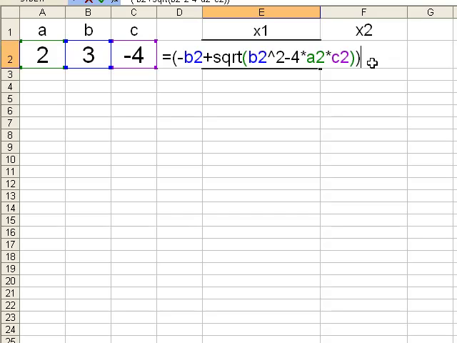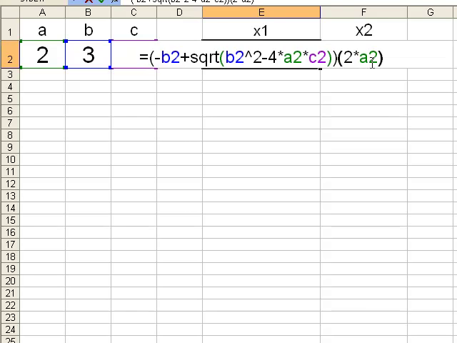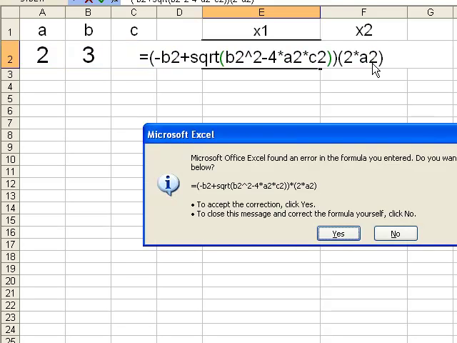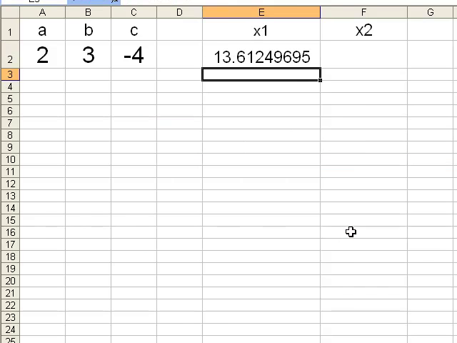Now I'm going to divide this by 2 times A, which is in cell A2, and this should give me my 1x root for my quadratic formula. And it says I'm wrong. There we go. I'm going to assume that's right.